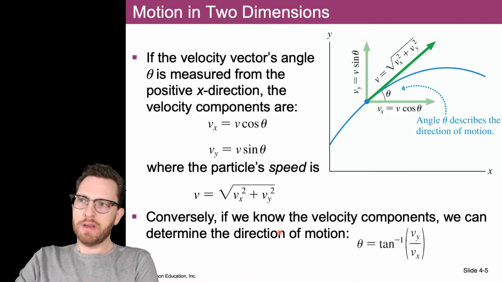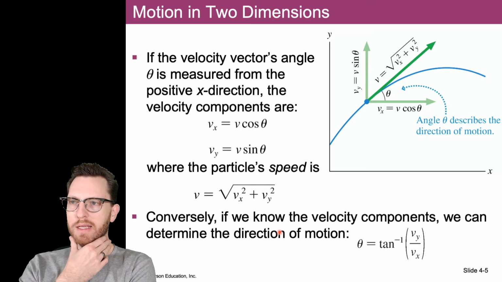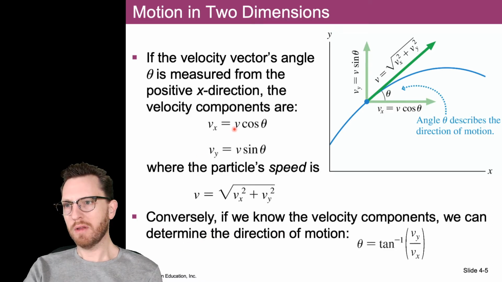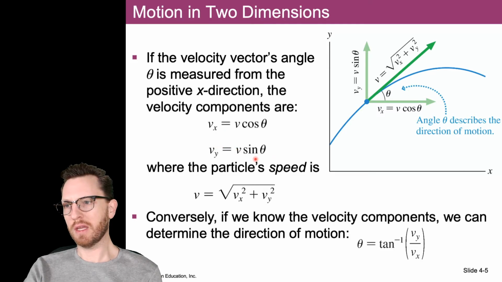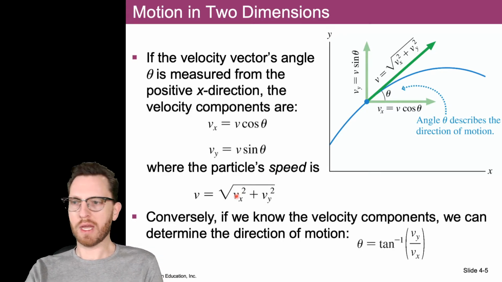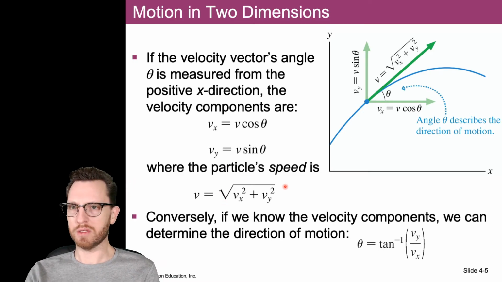And in the y direction, I have a similar case here. If the velocity vector's angle, which we'll call theta, is measured from the positive x direction, then we can say that the velocity components are vx equals v cosine theta, and the y component of the velocity is equal to v sine theta. And I can find the speed, or the magnitude of that velocity vector, by just using the Pythagorean theorem, taking the square root of the sum of the squares of the components of that vector.